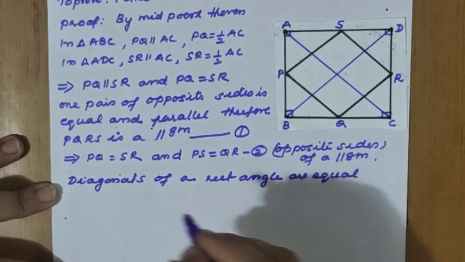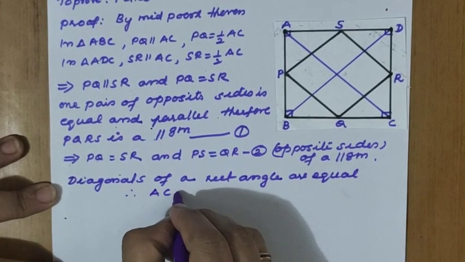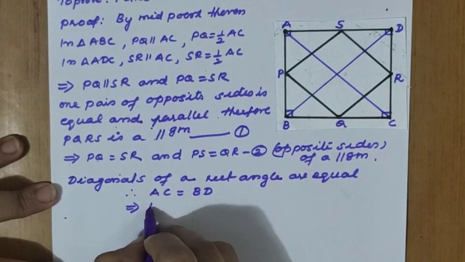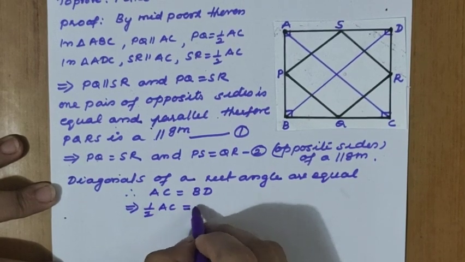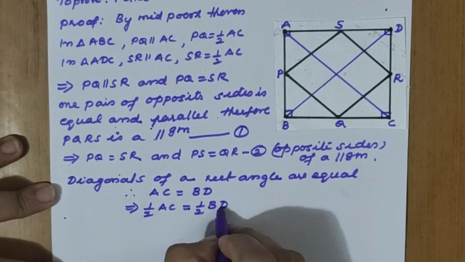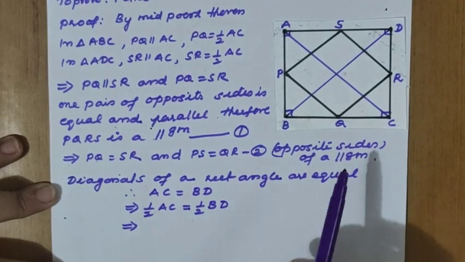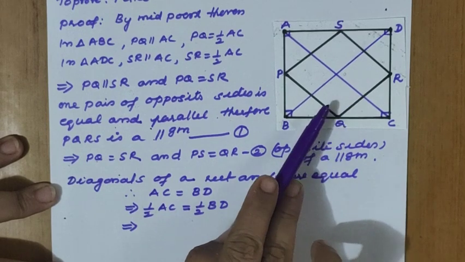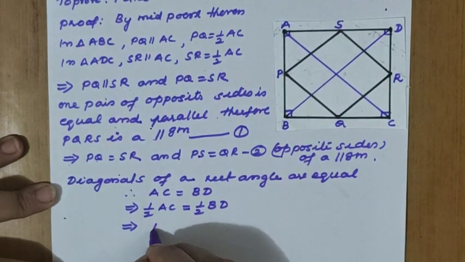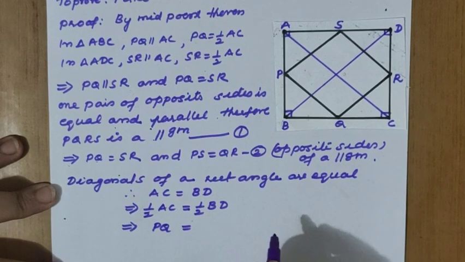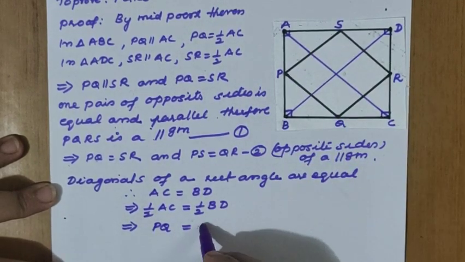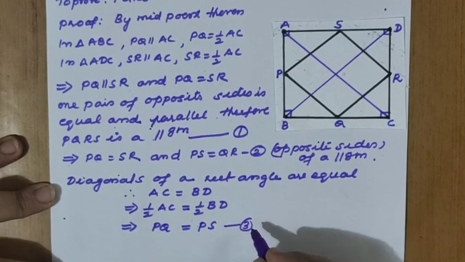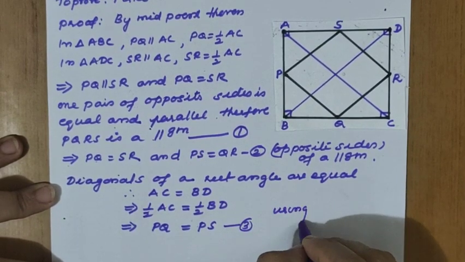That means AC equal to BD, right? So this implies half of AC equal to half of BD. Now what is meant by half of AC? We already wrote here PQ equal to half of AC, right? Because of the midpoint theorem. So I'll write here PQ, and half of BD I'll take PS. So PQ equal to PS is the adjacent side only, by using the midpoint theorem property.